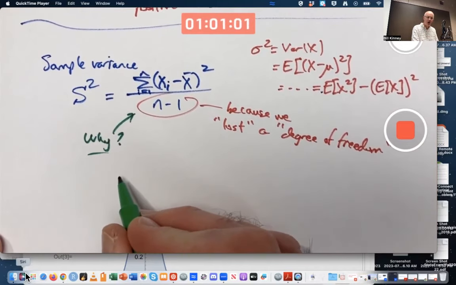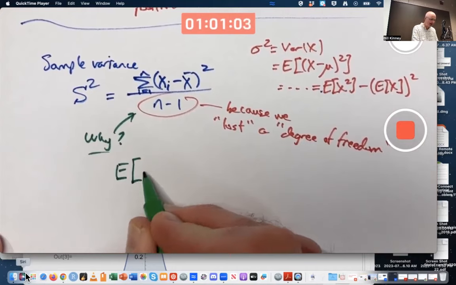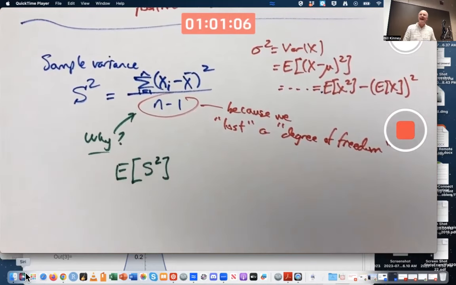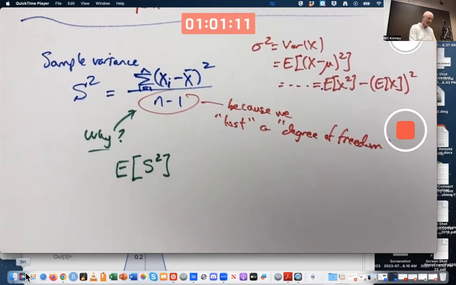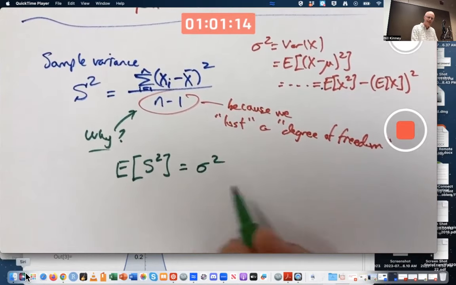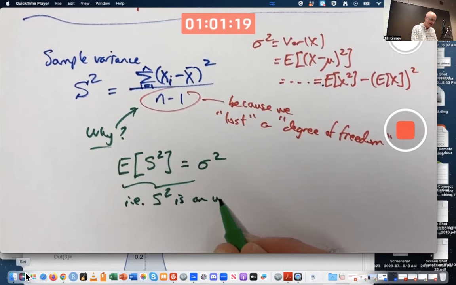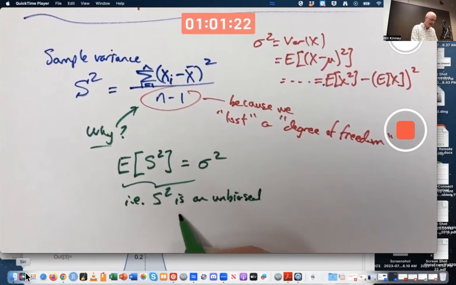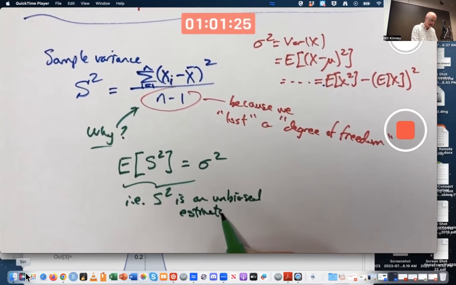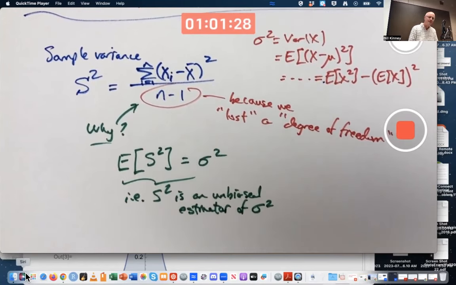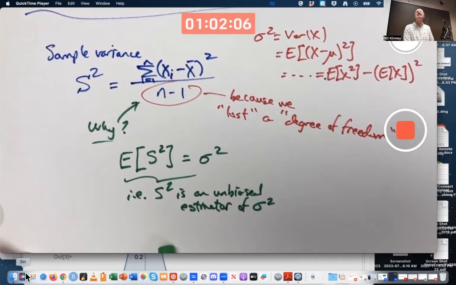Because it can be shown that if you divide by n minus 1 instead of n, S squared becomes an unbiased estimator of sigma squared. I.e., S squared is an unbiased estimator of sigma squared. Proving this is very difficult. Not impossible, just very challenging.